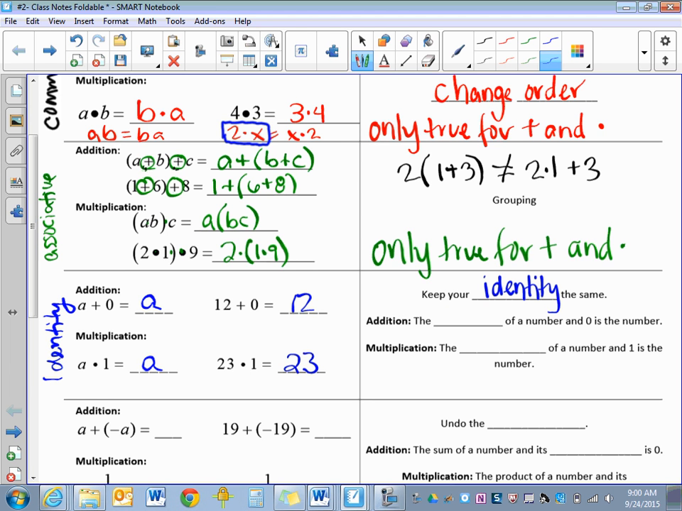For addition, the sum of a number and 0 is just the number. So anything plus 0 is just that number. And for multiplication, the product of a number and 1 is the number. So sum means we're adding, product means we're multiplying. Okay. You're going to have to identify these properties. It may seem trivial that 12 plus 0 is 12, but you're going to be asked to say this is the identity property.